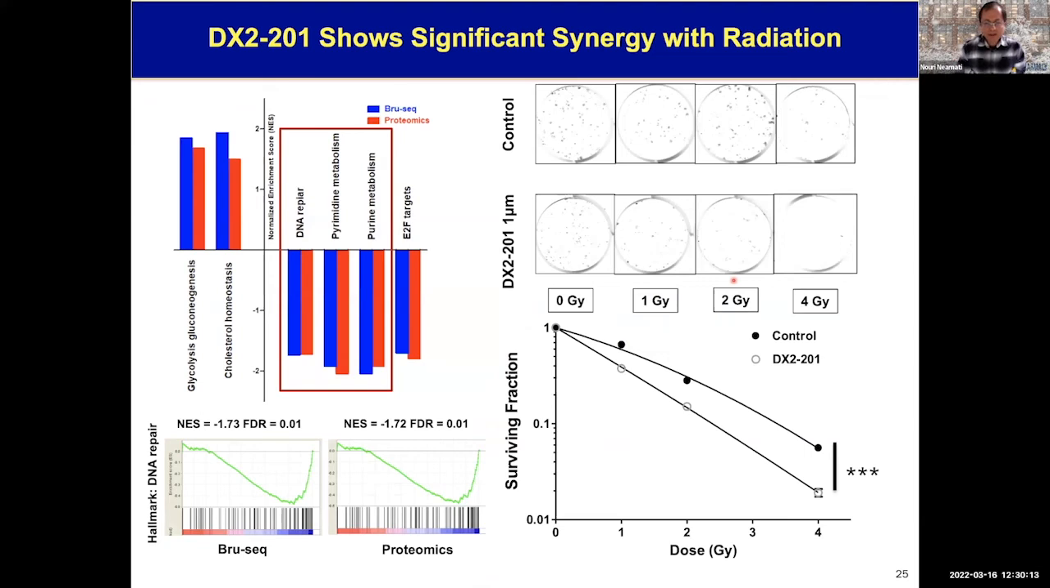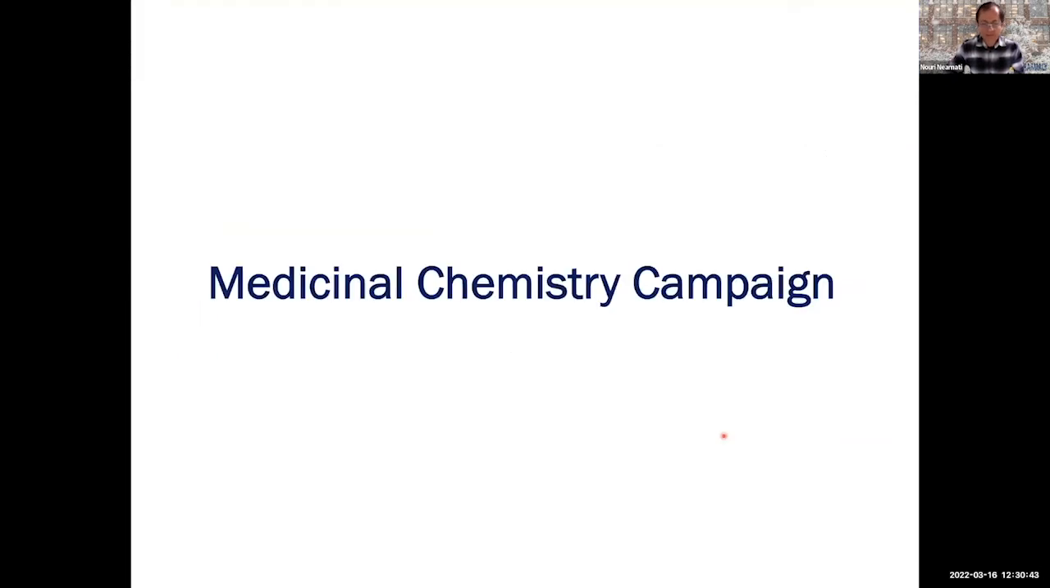So I mentioned earlier that the DNA repair gene set and pyrimidine purine biosynthesis gene set all go down in both RNA-seq as well as proteomics. So this is really a perfect place to combine such a drug with radiation. And when we do that, we can see a very nice synergy with radiation, and that's kind of expected. So potentially we could combine these OXPHOS inhibitors with radiation.